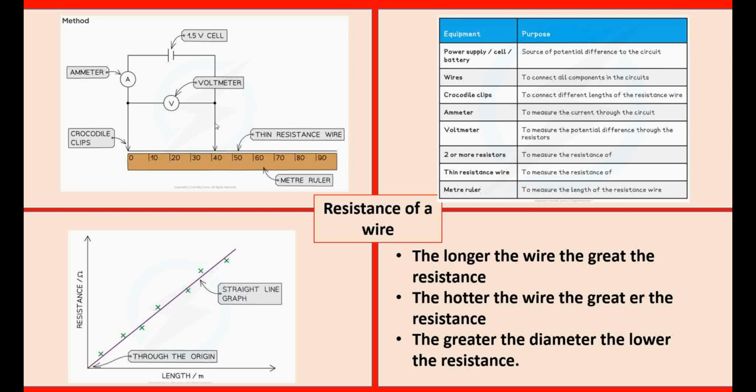Now we can do that by adding a variable resistor to our circuit and controlling the current. Okay, if we keep the current constant, the temperature of the wire should remain relatively stable. Okay, that's one way we could improve the results of this experiment.